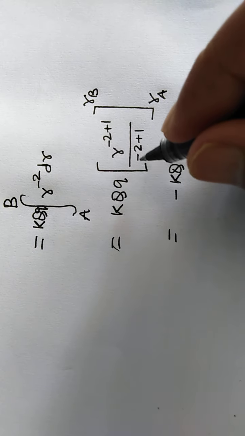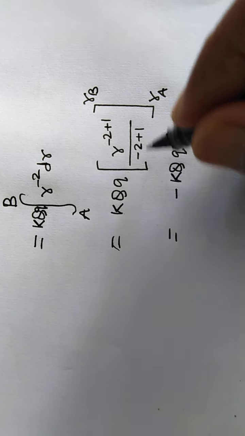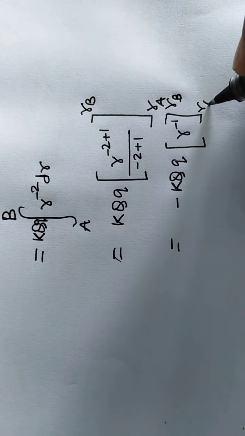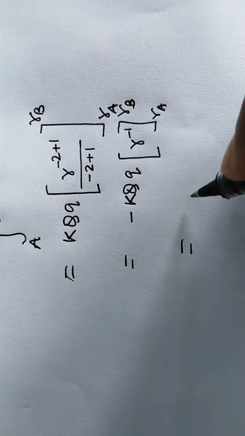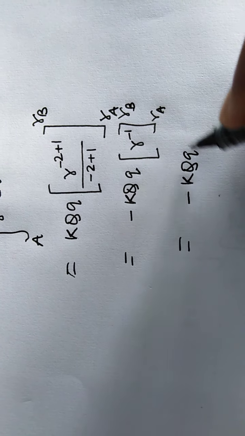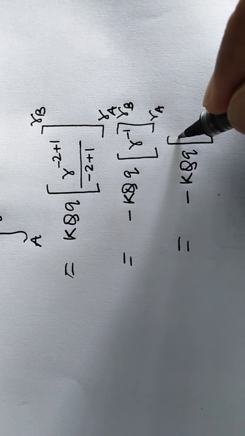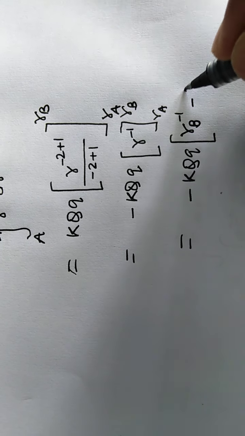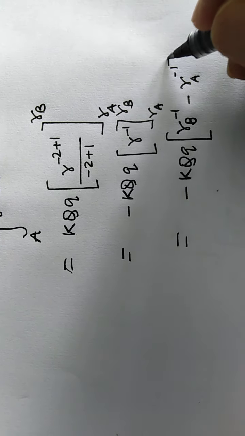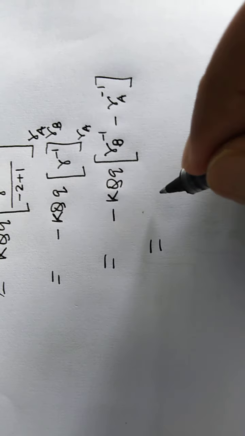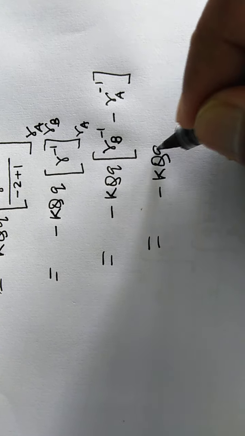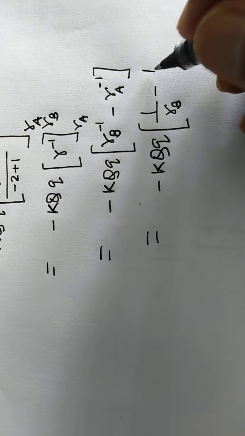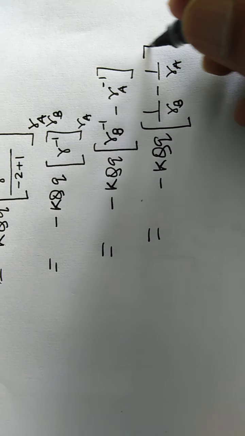This minus comes from minus 2 plus 1 minus 1. We have taken it outside. And finally, we put the limits. Upper limit r_b to the power minus 1 minus r_a to the power minus 1. Now we can write it like this: minus kQq (1/r_b minus 1/r_a).